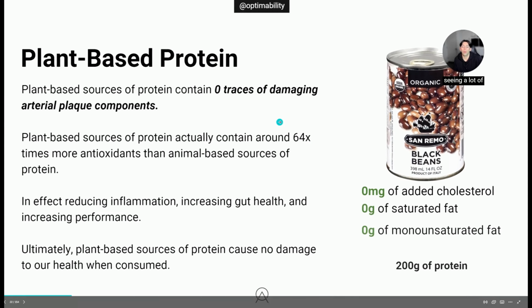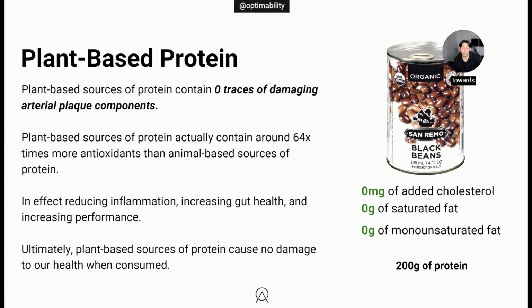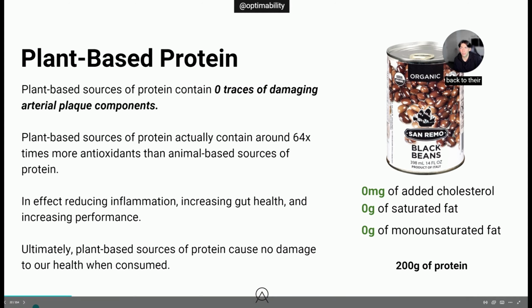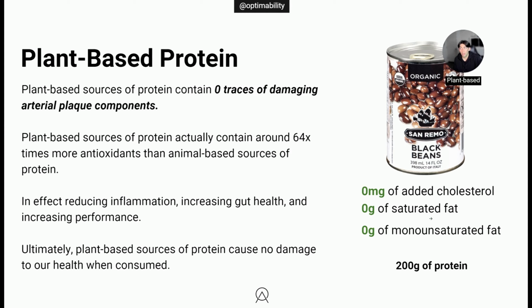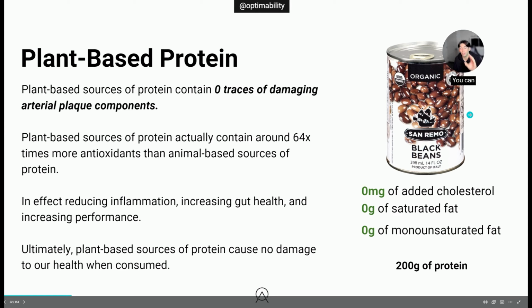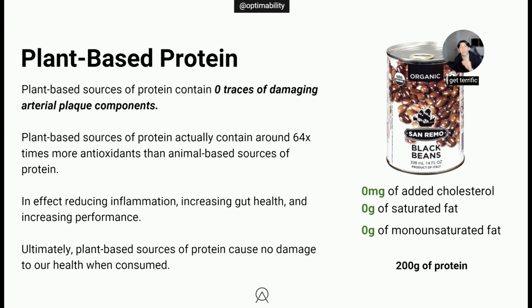And this is why we're seeing a lot of older patients transfer towards veganism, where they're not really getting those damaging components anymore and they're going back to their normal ways and living a healthier life. So on average, around 64 times more antioxidants when consuming plant-based sources of protein in comparison to animal-based sources of protein, in effect reducing inflammation, increasing gut health, all that good stuff. You can still eat animal-based sources of protein and get terrific results. However, it's good to emphasize that consuming too much animal-based protein can actually be holding you back from your cardiovascular endeavors, as well as some of your strength training endeavors. Again, it depends severely on the goals, but it's good to know these things.